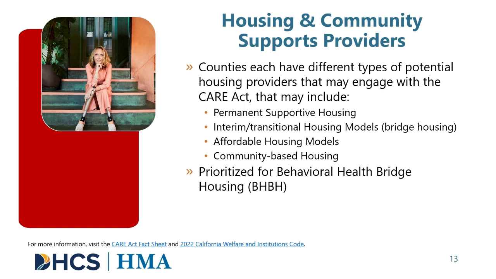This is a snapshot of the different potential types of housing that the CARE client or respondent may have access to or be prioritized for. Different community-based housing models will look different by county. Examples of housing providers include permanent supportive housing, affordable housing, interim transitional housing, and behavioral health bridge housing.